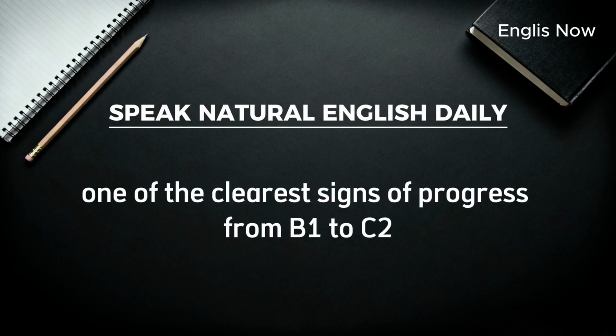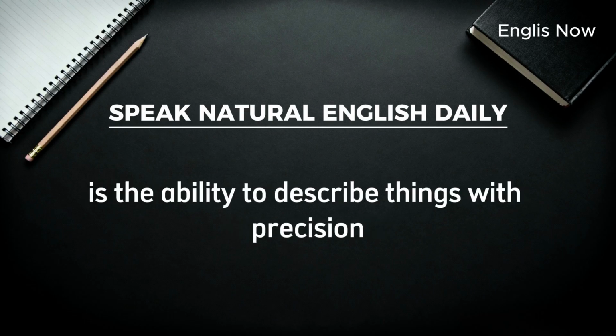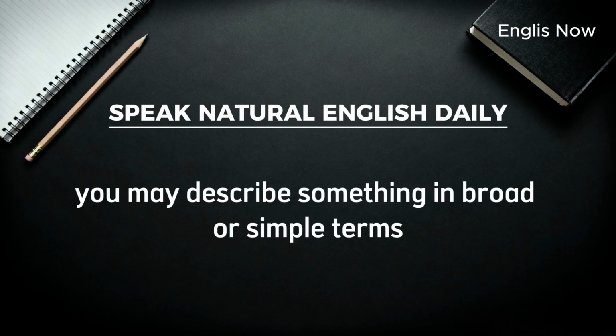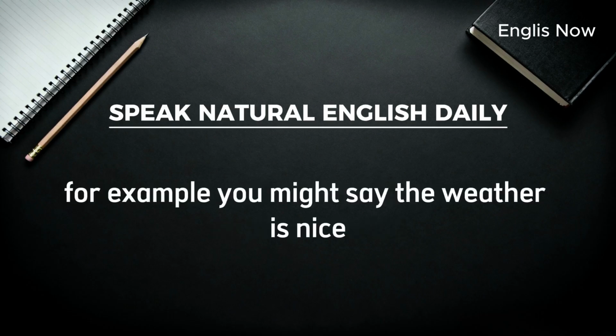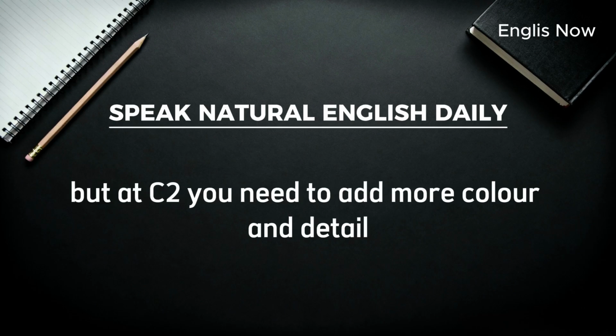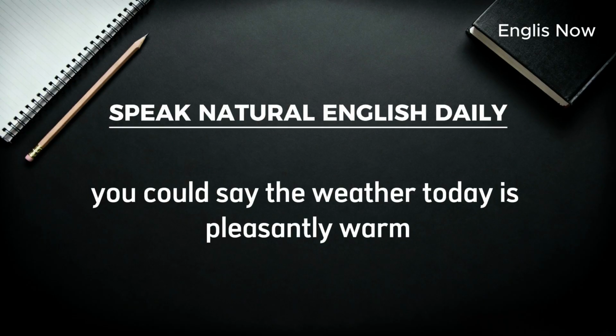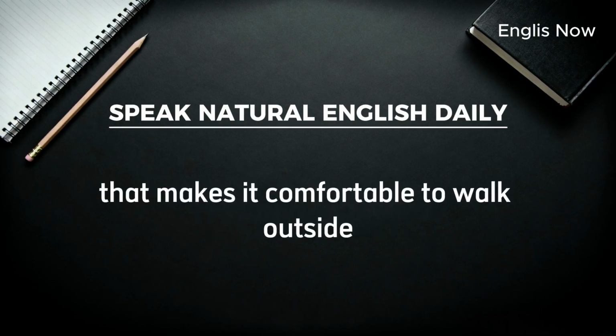One of the clearest signs of progress from B1 to C2 is the ability to describe things with precision. At B1, you may describe something in broad or simple terms. For example, you might say, "The weather is nice." But at C2, you need to add more color and detail. You could say, "The weather today is pleasantly warm, with a gentle breeze that makes it comfortable to walk outside."